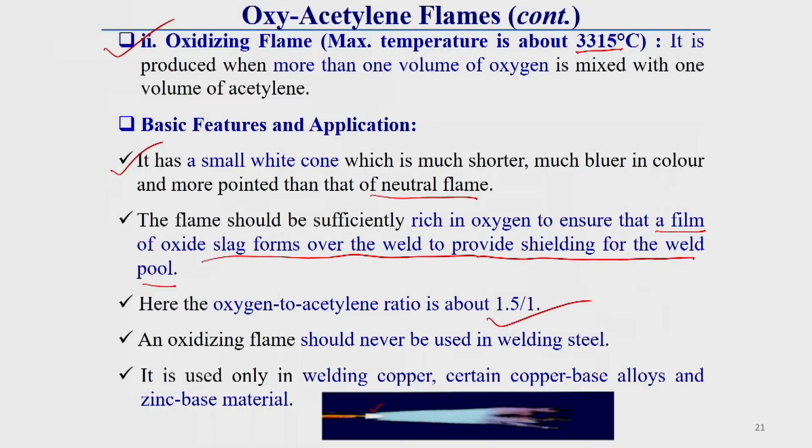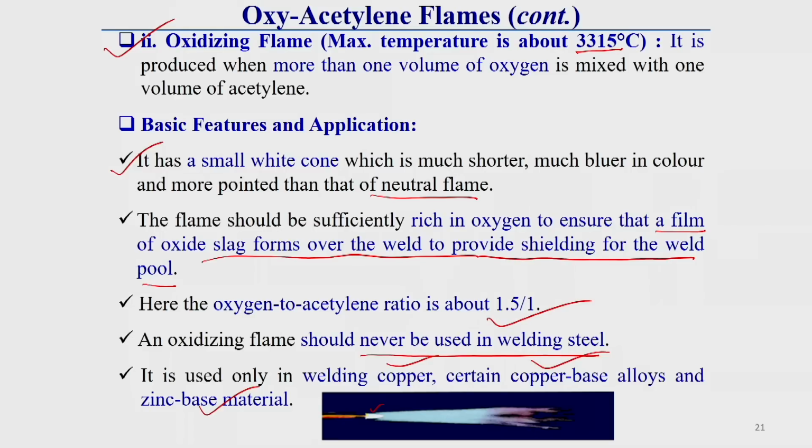And oxidizing flames should never be used in welding steel, you keep that in mind. Generally what happens, once we use an oxidizing flame for steel, there will be a defective weld. So, it is generally used only in welding copper, certain copper based alloys and zinc based alloys. So, it has limited application.